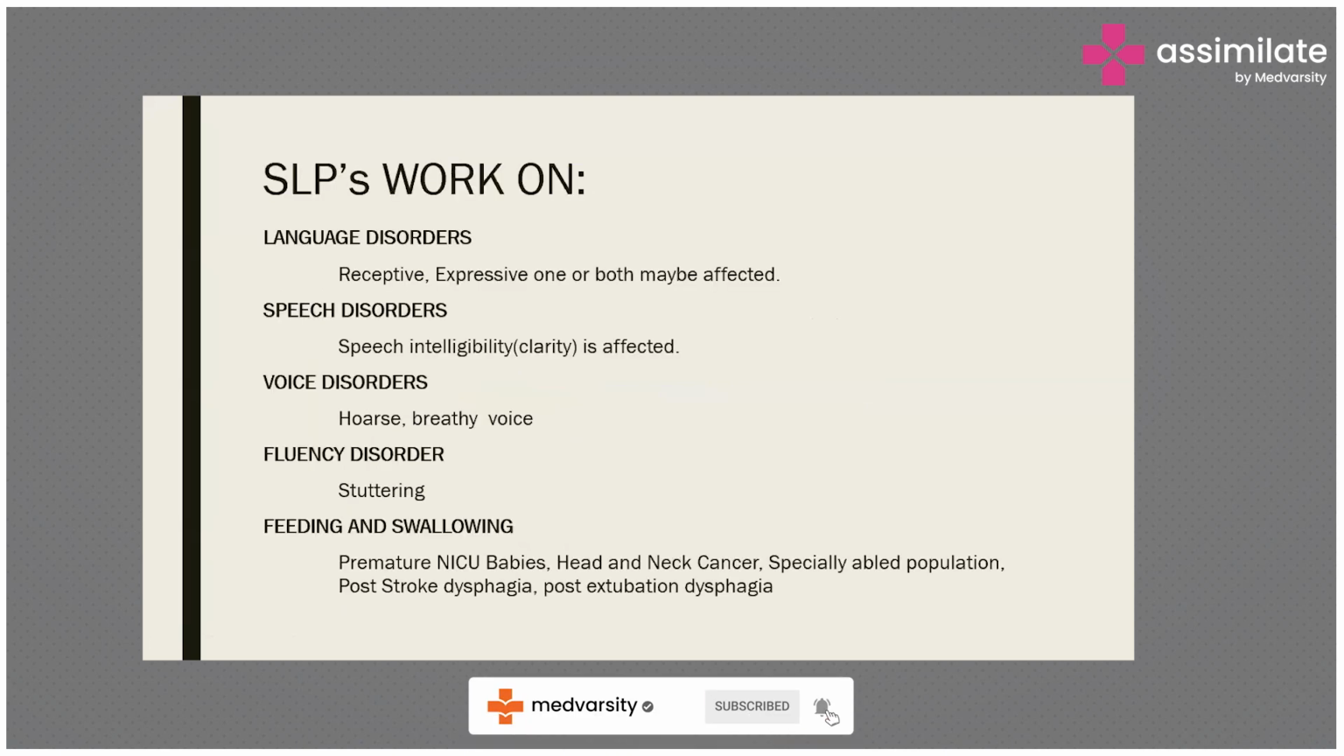Now, as SLPs, we work on language disorders, where receptive, expressive, or both can be affected. Speech disorders basically qualify as speech clarity issues. We also work on voice disorders, wherein the voice is a little hoarse, breathy, or even when they have a female-like voice, that's called puberphonia. We work on those things also. We work on fluency disorders, categories like stuttering, cluttering, and also on feeding and swallowing.